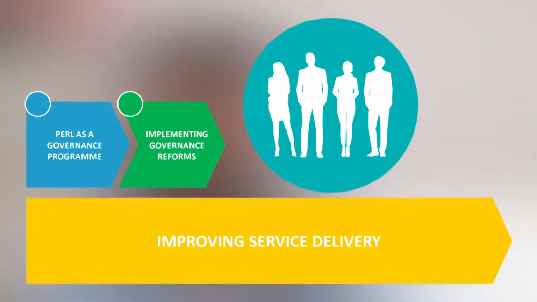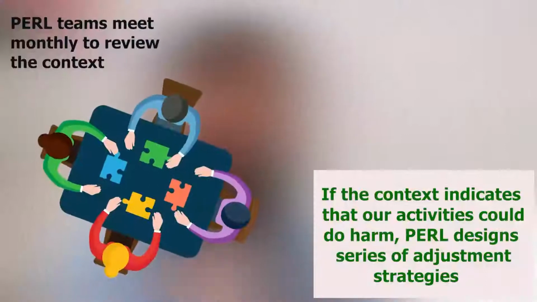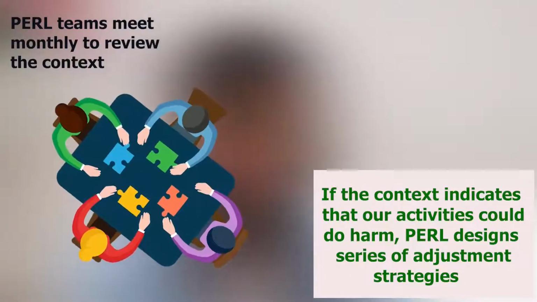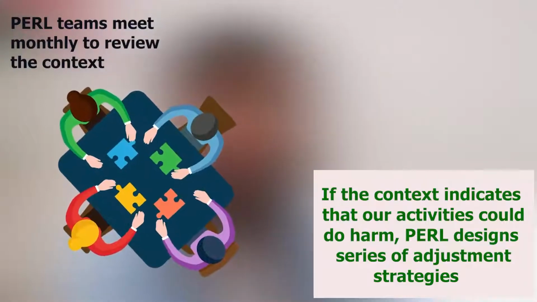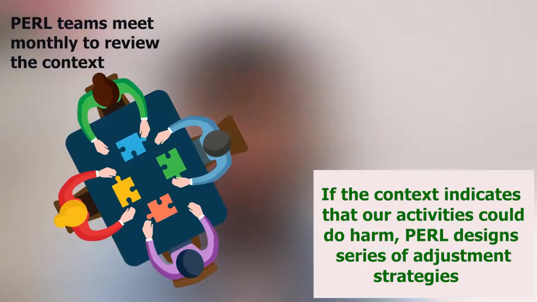Therefore, the conflict-sensitive model allows the PERL team to sit together on a monthly basis and review a series of interactions between their activities and the context. If the context is telling us that there is a potential that our activity could do harm to the beneficiaries living in this context, PERL has the obligation and the opportunity to design a series of adjustment strategies. These adjustment strategies are then triggered in order to make sure that these interventions do no harm.